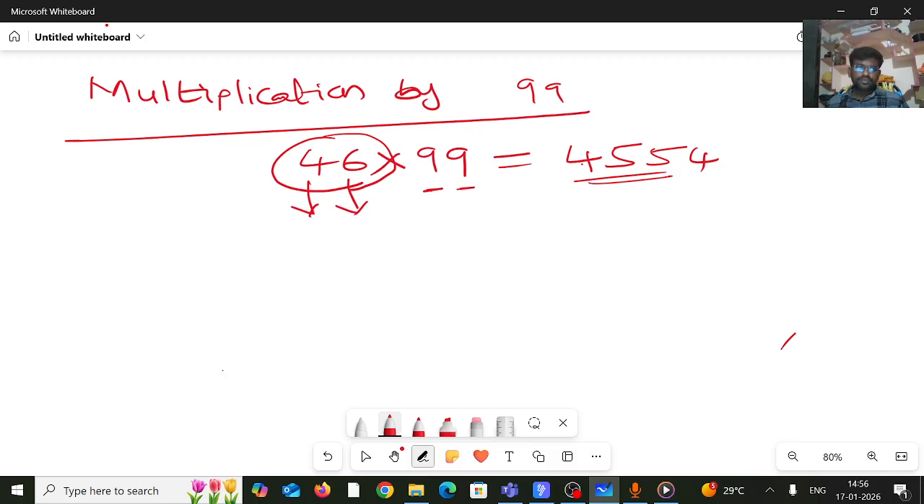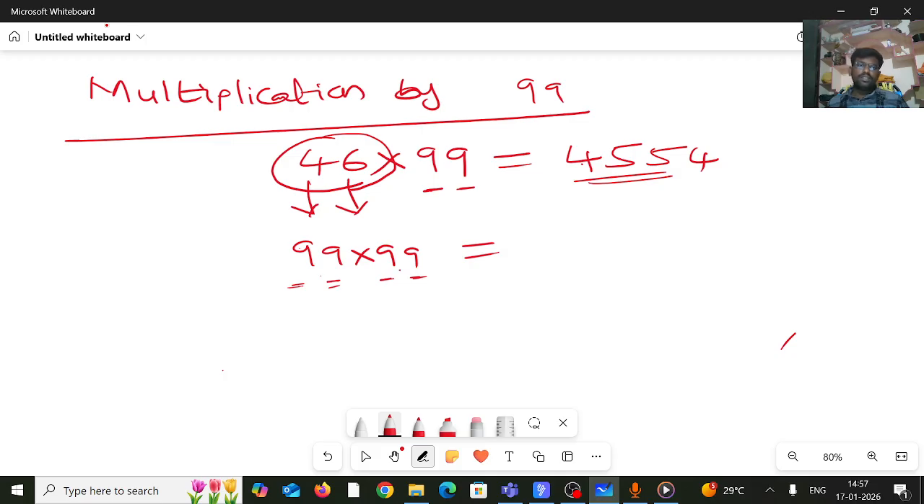And then 99 into 99, we'll discuss that one. Here the number of digits are the same, 2. And what is the first step? When you are multiplying with 9 or 99 or 999, first you will check the number of digits, whether they are the same or not. Here 99 is there and here 99, the same number of digits are there.